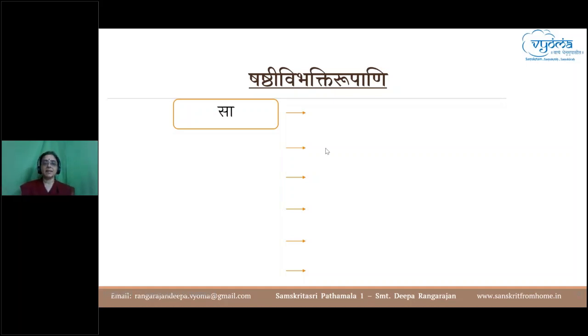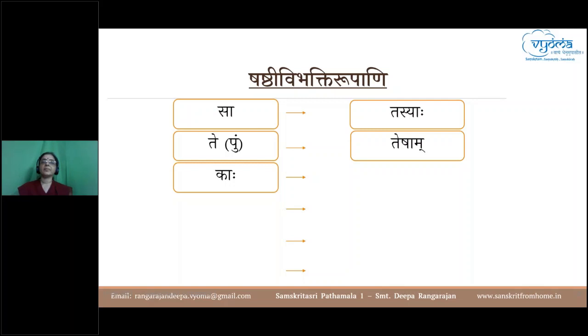Ram Ram Mahodaya. Sa is ya ekavachanam strilinga. Yes, tasyaha. Te pullinga bahuvachana. Yes. Tesham. Uttam. Kaha strilinga bahuvachana. Kasam. Uttam. Tat napumsakalinga ekavachana. Tasyam. Tesham. This is ekavachana.